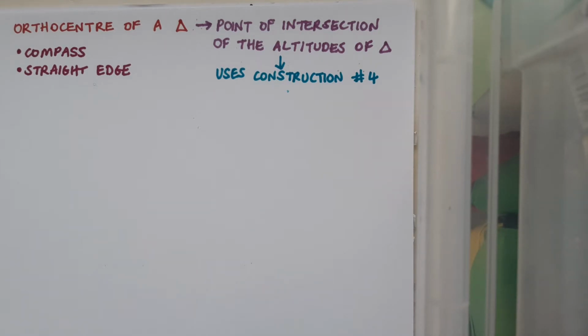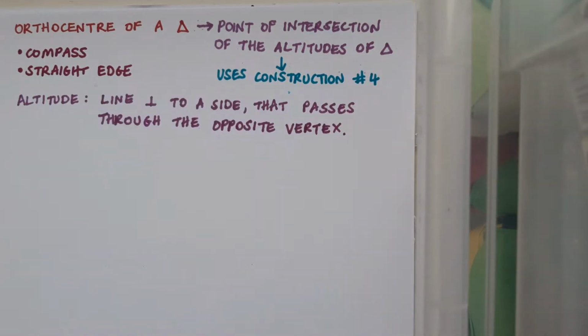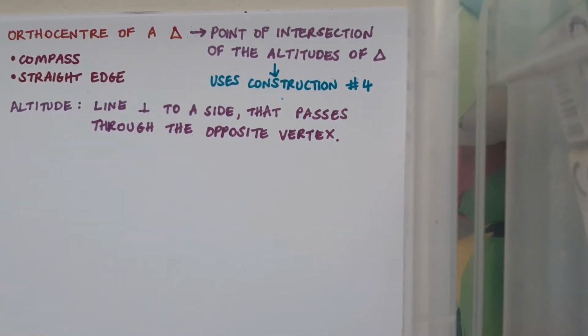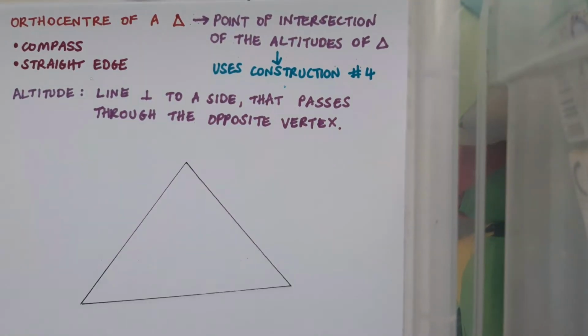So if you're a little bit hazy on that, go back and recap it before you begin the orthocenter. The altitude of a triangle is a line perpendicular to a side of the triangle and that passes through the opposite vertex. Here's my triangle. I'm going to call it ABC.